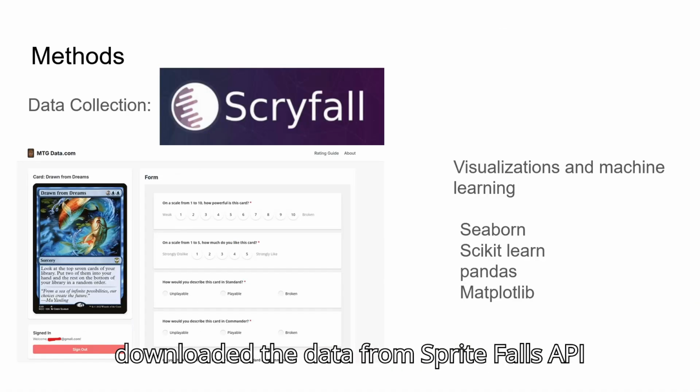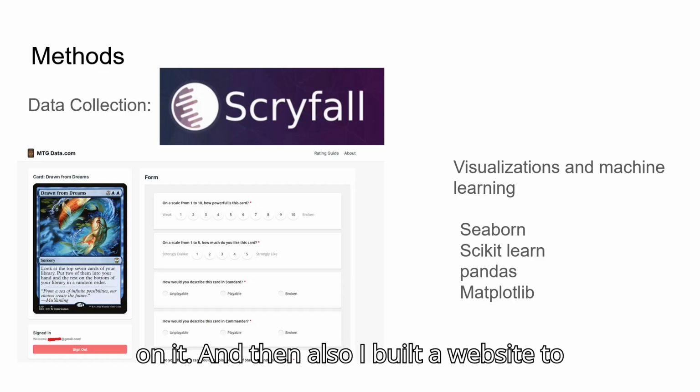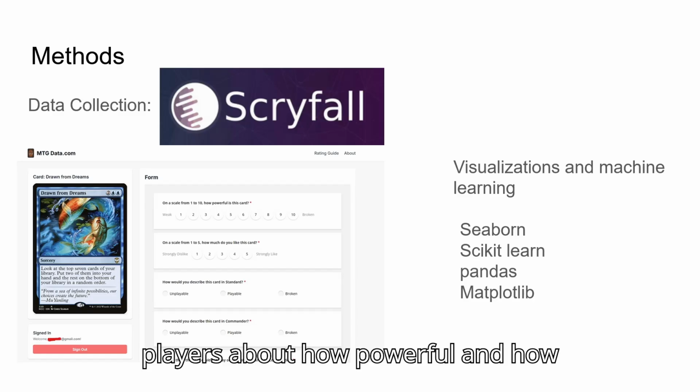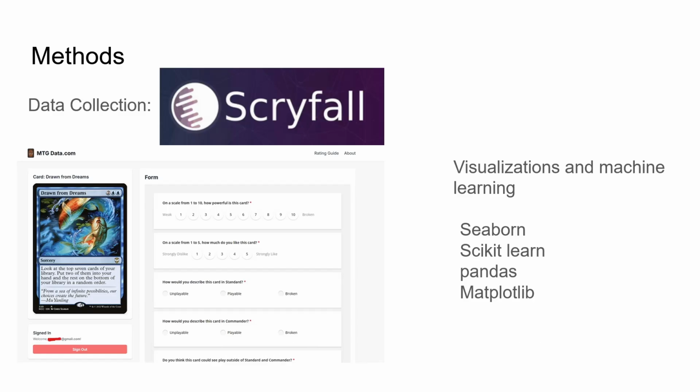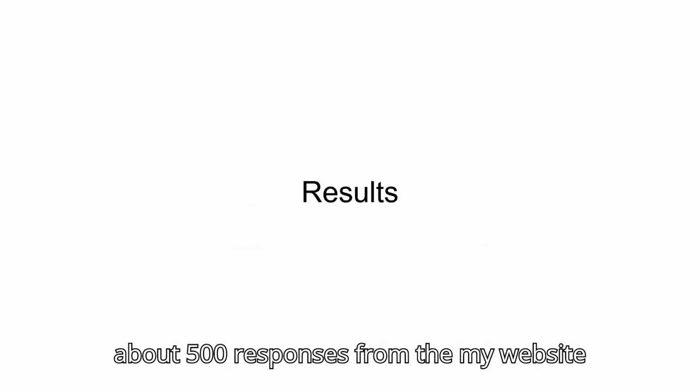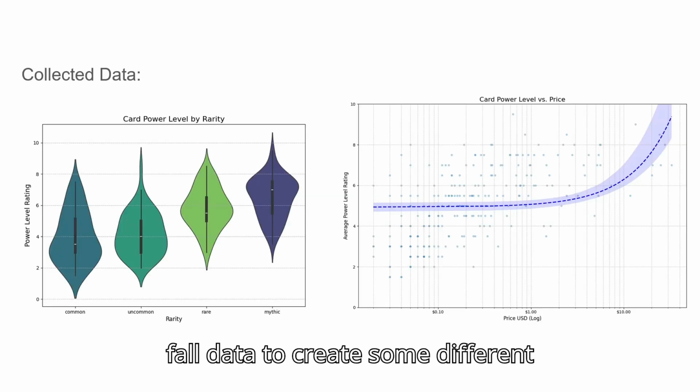So, the methods. I downloaded data from Scryfall's API, which has a bunch of different card data on it. I also built a website to collect subjective data from players about how powerful and how playable certain cards are. Players could put their information into this form, and I would collect all the data. I got about 500 responses from my website, and then I used that data and the Scryfall data to create some different models.